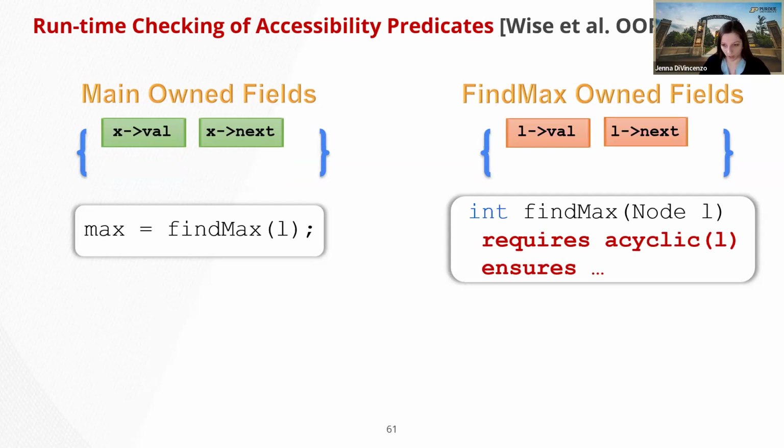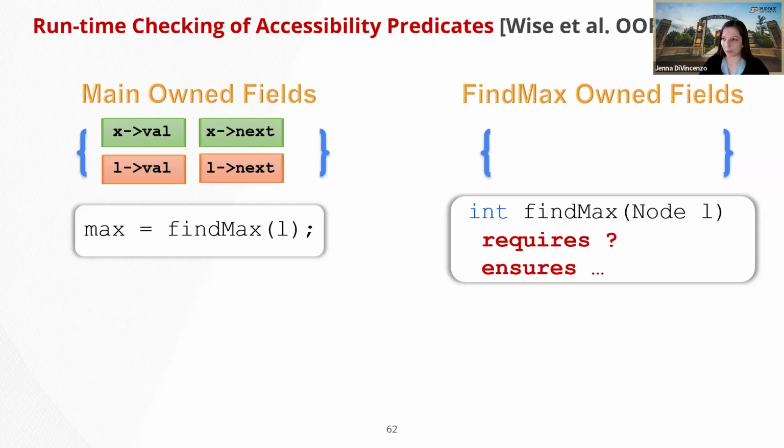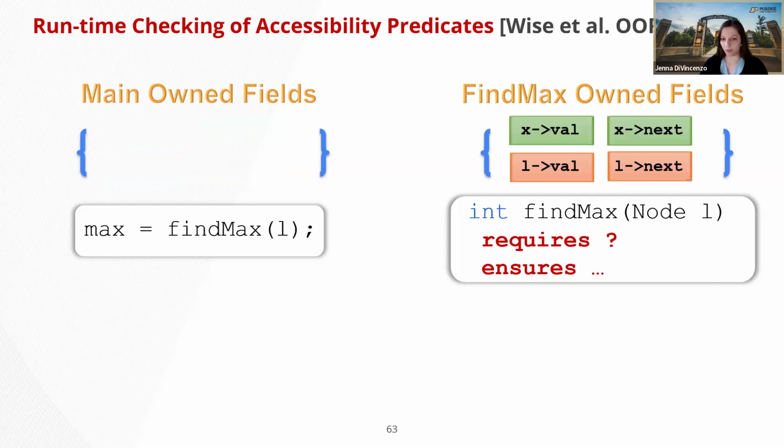The problem here, the challenge really, is we're in a gradual setting. So this requires could contain a question mark. And so in fact, in this case, the question mark might potentially denote and require for find max any location owned by main. So we have to be conservative and pass everything to find max. Otherwise, find max could have required it, and we might have runtime checks that fail when we don't want them to. That's how we have to be conservative here and pass everything.